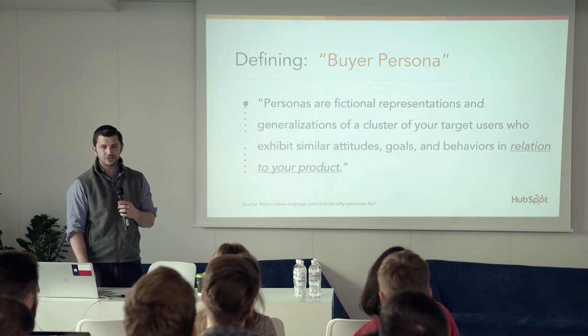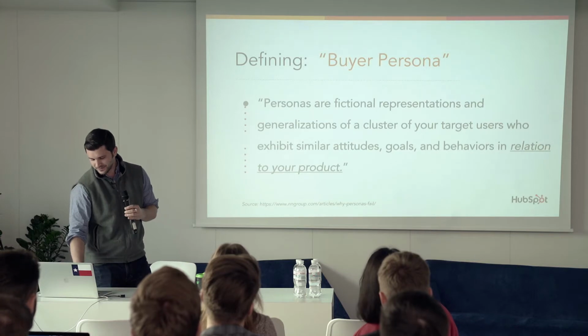A lot of the time we get these goofy personas like Ambitious Alex, who likes the color blue and is 26 through 35. And it's this ridiculous thing where you can't actually use that to inform any of your marketing or product decisions.